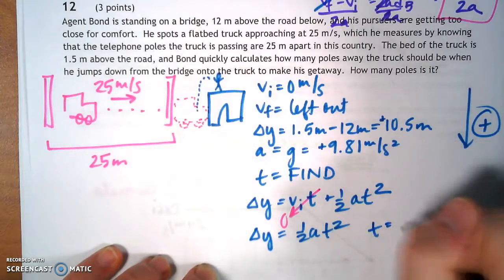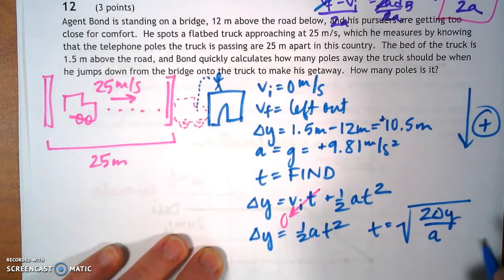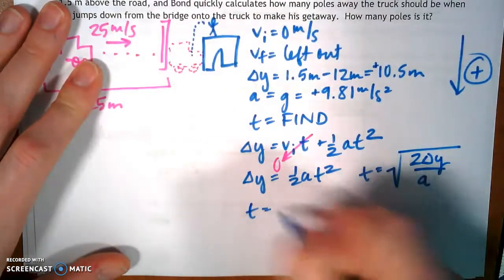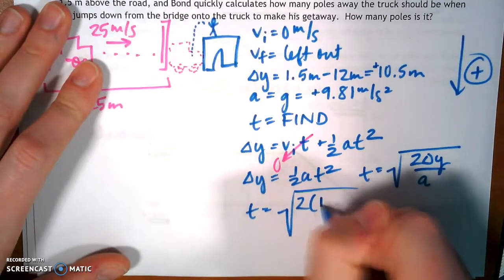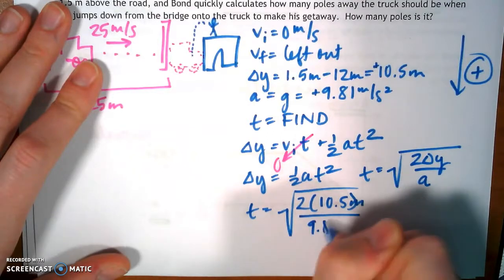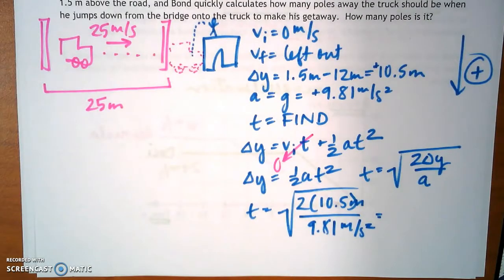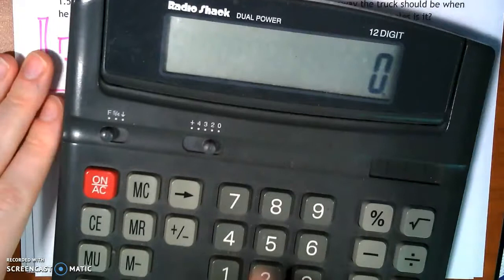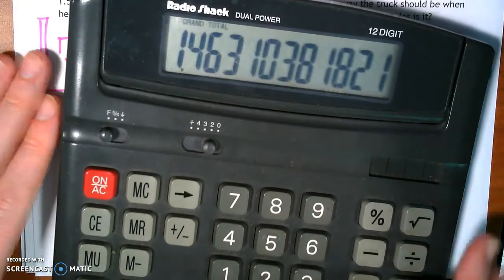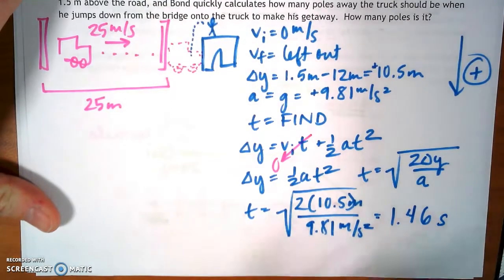You can do the algebra yourself. I get an equation like this. So if I plug in my values for my time there, 2 times 10.5, that was the most common error that people made, was they put 12 in right here. Okay, and if I look at my calculator, check out my rad calculator, you guys. 2 times 10.5 divided by 9.81, and then I take the square root of that, 1.46. That's a time, so that's seconds.